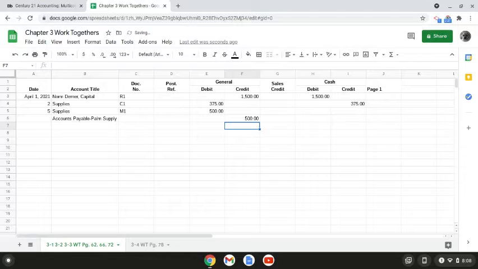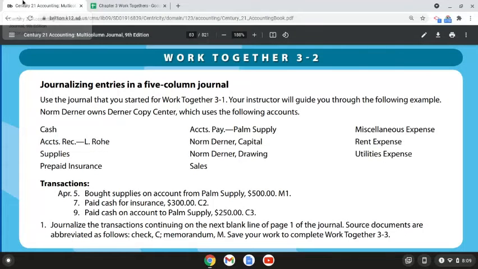Now, for this transaction, if you remember from when I read over the Chapter 2 text, we have an increase for both of these accounts. Since supplies is an asset, it has a normal debit balance. So it increases by a debit and decreases by a credit. Whereas on the flip side, accounts payable, Palm Supply is a liability. So it has a normal credit balance. So it increases by a credit and decreases by a debit. So that was the first transaction.